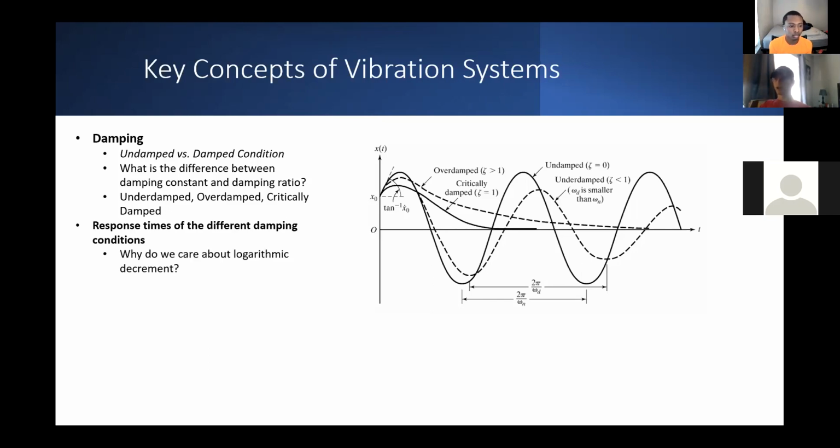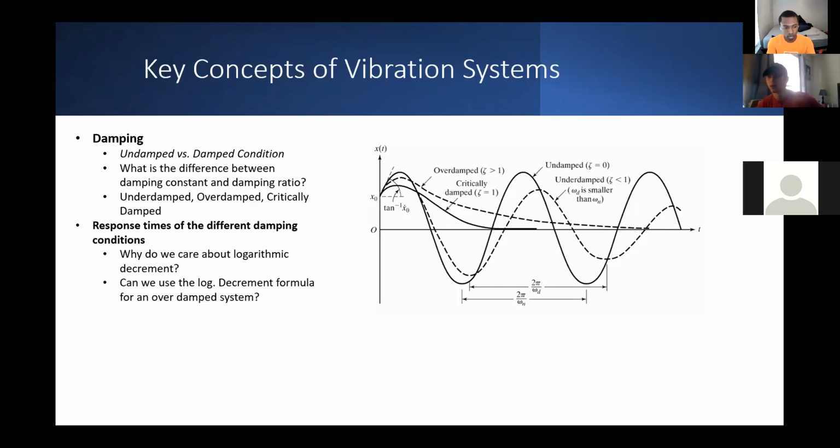So why do we care about logarithmic decrement? It's a good way to measure frequencies and to measure that damping ratio when you don't know what your damping constant is. So you can kind of work your way back by measuring the frequencies.